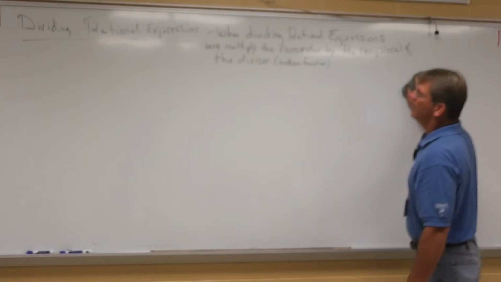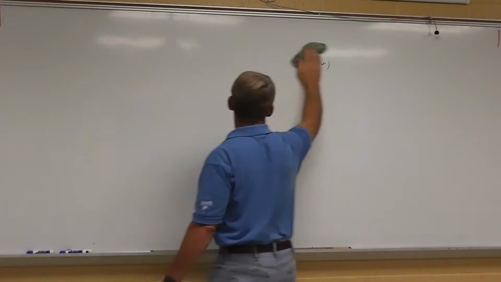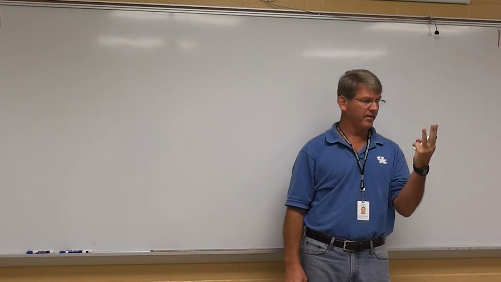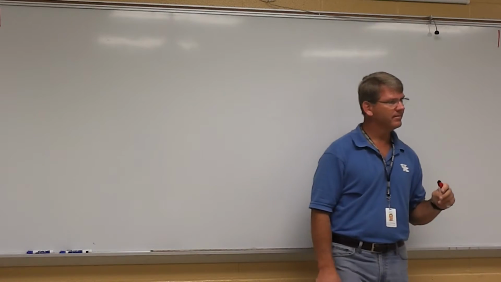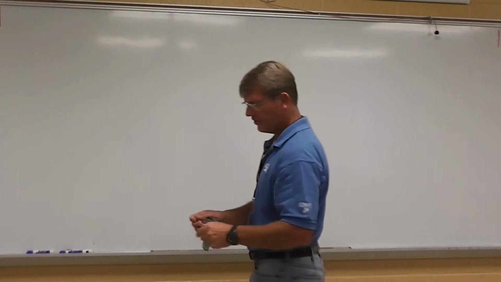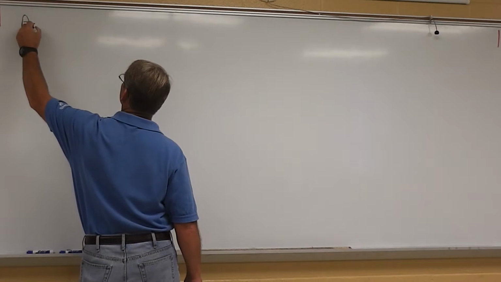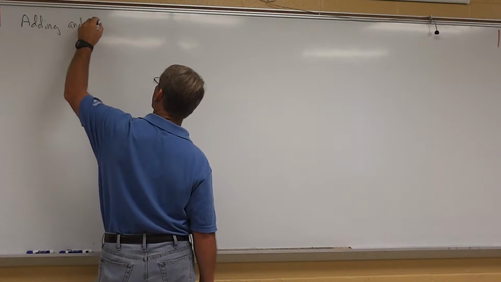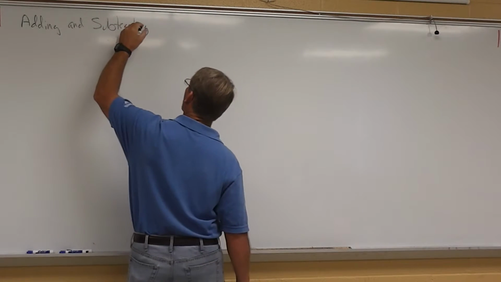Okay. So we got dividing rational expressions. Now, let's see. We multiplied them, we simplified them, we multiplied them, and we divided them. What's left to do? Add them. Let's add and subtract rational expressions. I think we at least introduced this today. We won't get all the way through it.